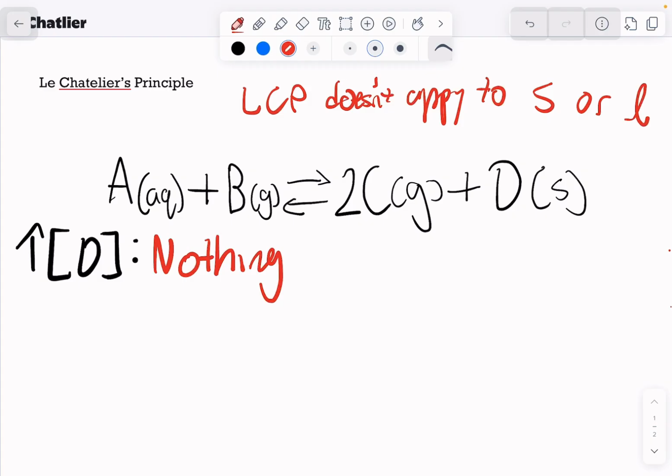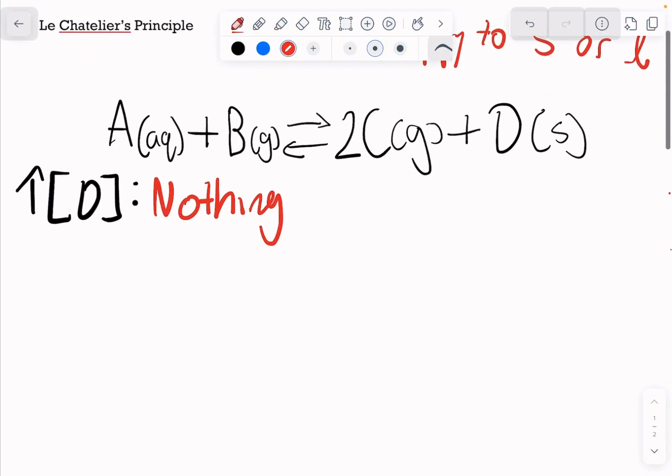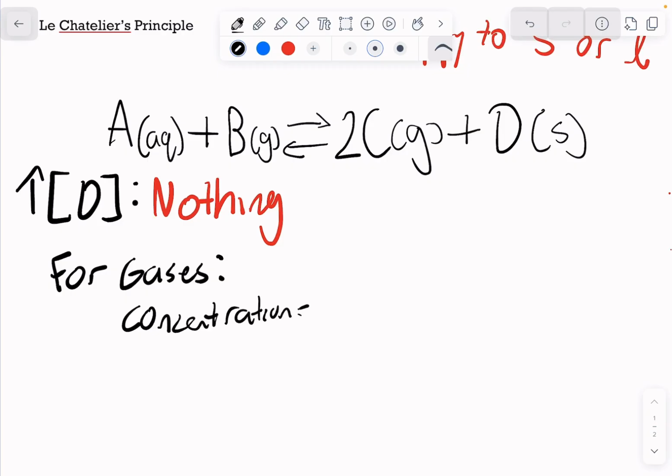Okay, now that we've gotten that out of the way, we can see we have B and C. B and C are both in the gaseous state. Well, what does that mean? Gases and aqueous substances both have concentrations. So yes, Le Chatelier's principle does apply to gases. But let's think about this. We can think of concentration when we're referring to gases. Concentration is the same as pressure.